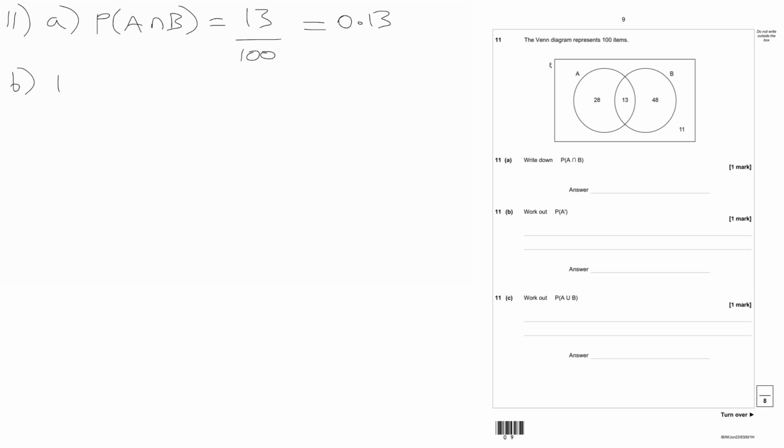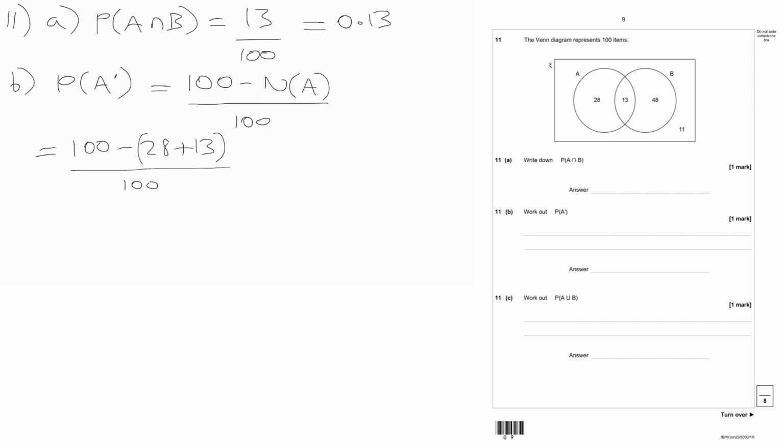So moving on to part B, we're asked to work out the probability of not A, so A apostrophe, that means the probability of not A. Well, if we look here, where does A occur? 28 events occur solely in A, and then 13 events occur in A and B, so these all count towards the same total. So the probability of not A is 100 minus N, where N is the number of events in A, over the total number of events, which is 100. So the number of events in A is 28 plus 13. So the probability of not A is 100 minus 28 plus 13 over 100. Well, this is 59 over 100, so it's going to be 0.59.